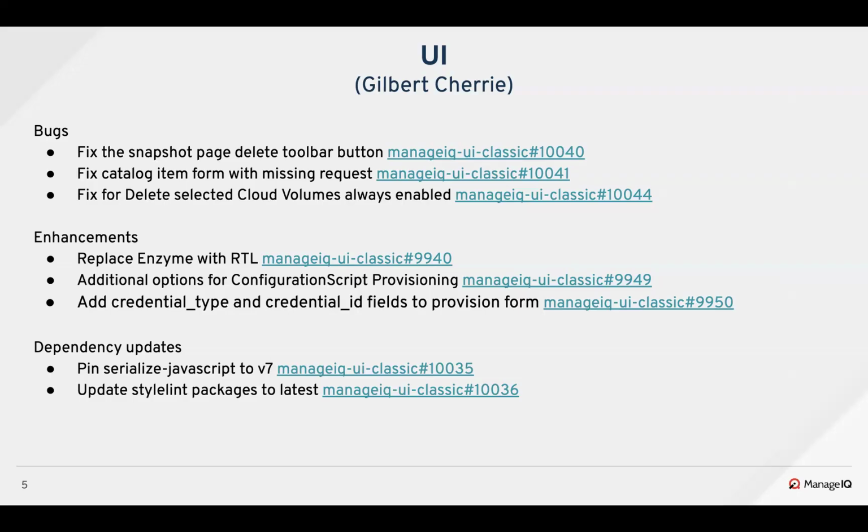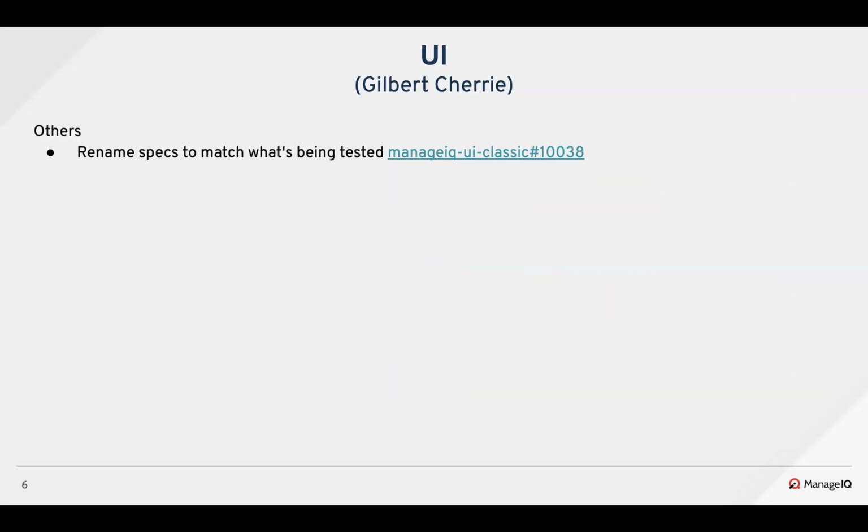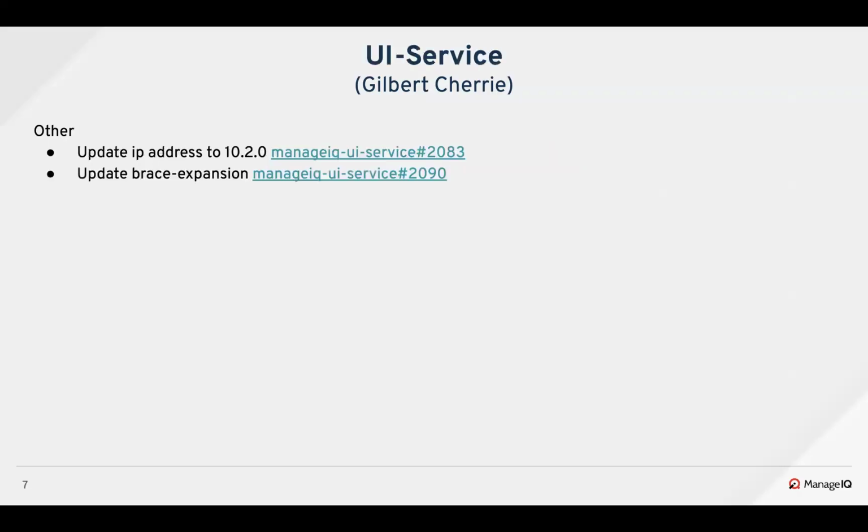For dependency updates, we had a couple important ones. Oswald pinned serialized JavaScript to V7, and I updated all of our style packages to their latest versions. Next slide. For other, Jason renamed specs to match what's actually being tested in this pair. Next slide. For UI service, just had some dependency updates. I updated IP address to 10.2.0 as well as brace expansion to its latest version. Next slide.